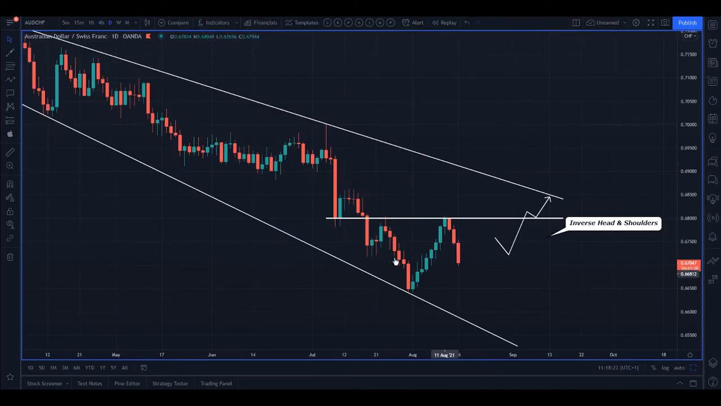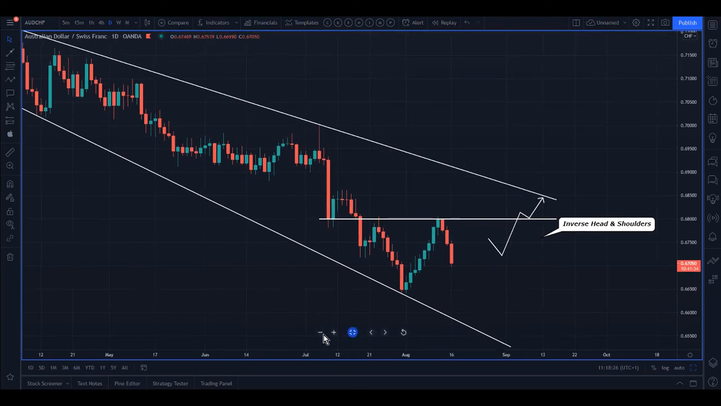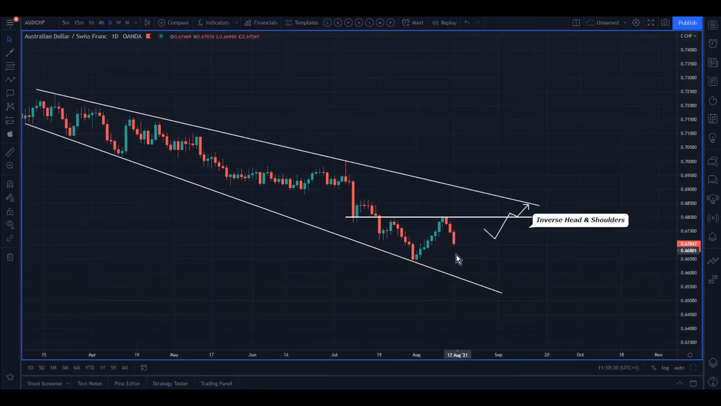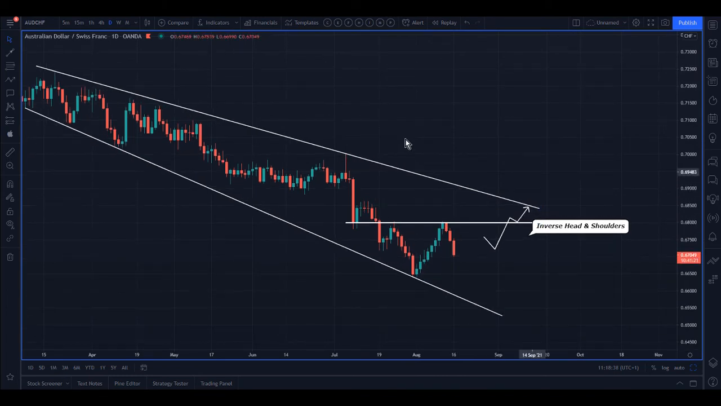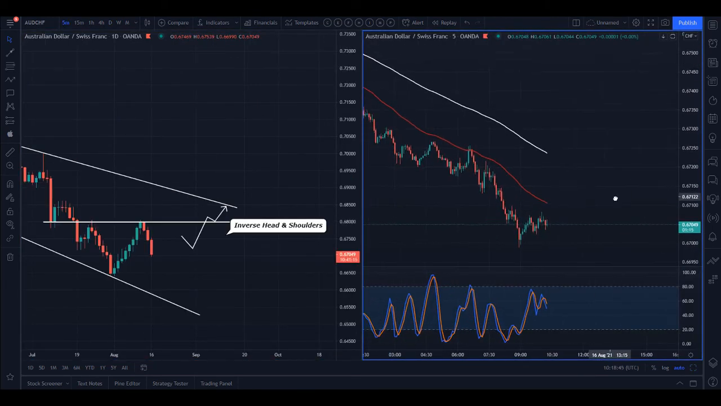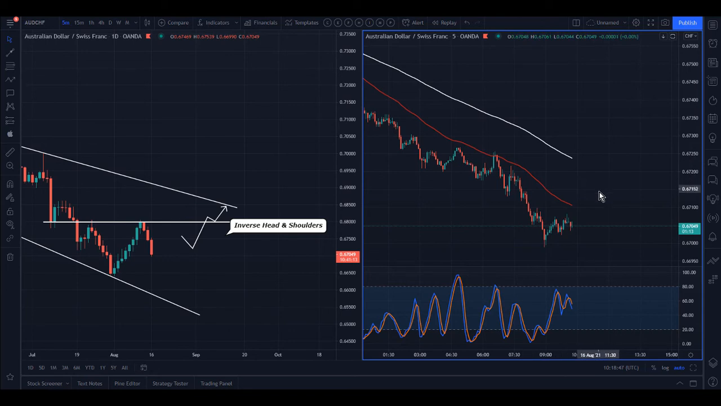Aussie Swiss, left shoulder, head, looking for the right shoulder here. We're in this descending pattern, as you can see, looking for price to now form a higher low, push up, break this resistance here, retest, and then come and test the top of the structure. So I'm looking for a higher low here. Nothing at the moment. Just looking at that 5 minute, it's still trending to the downside, so no change of cycle there.